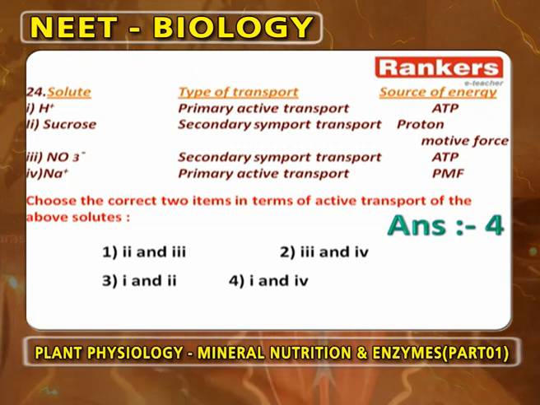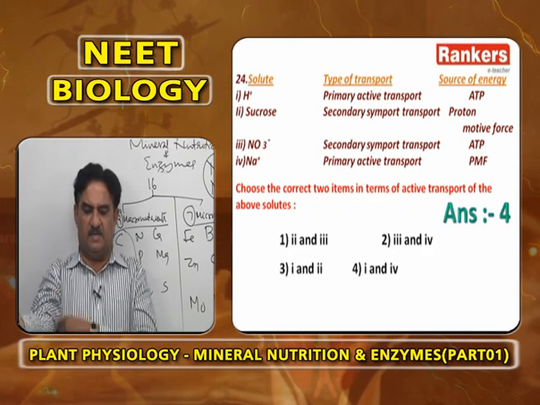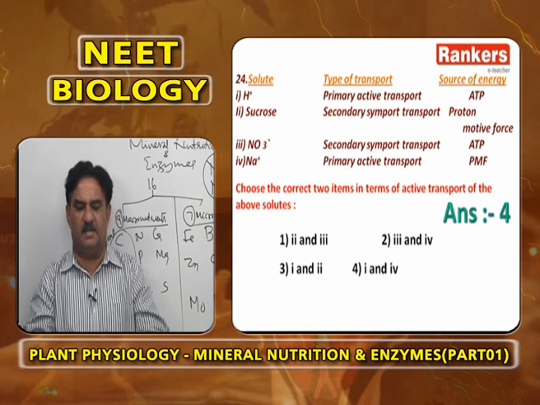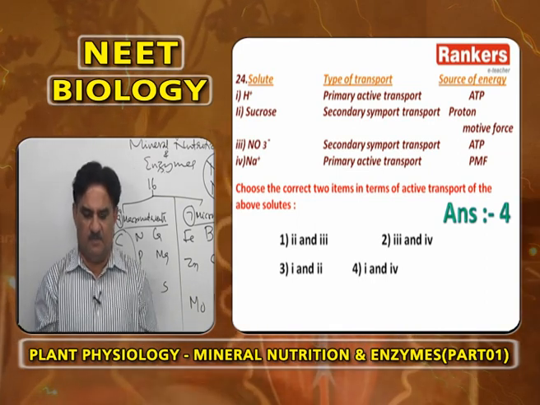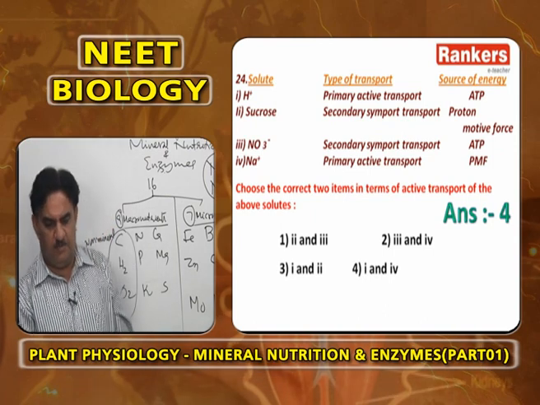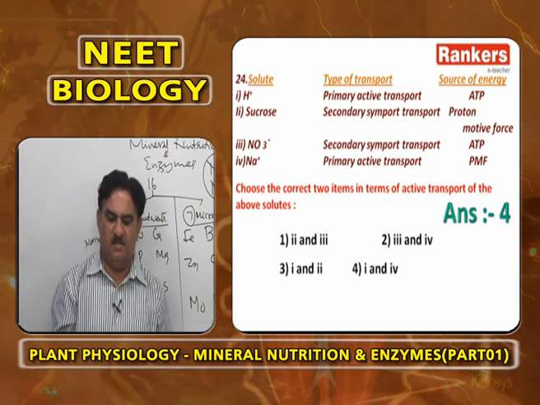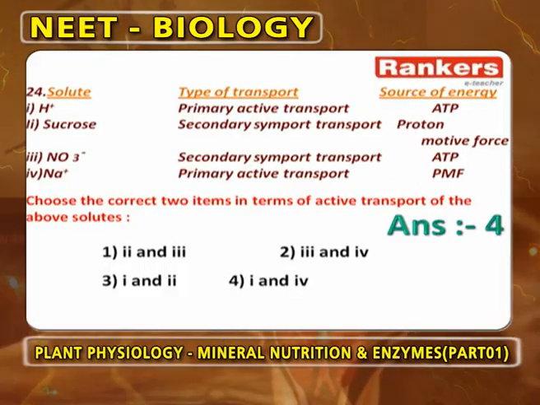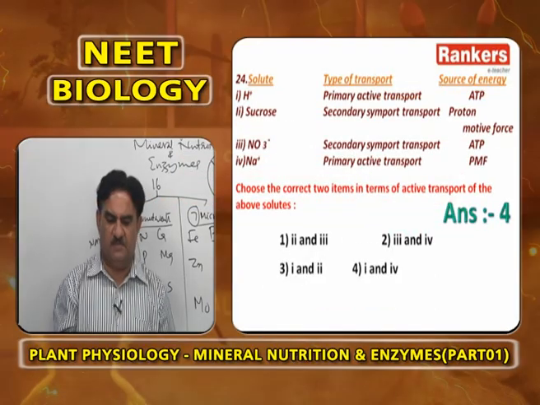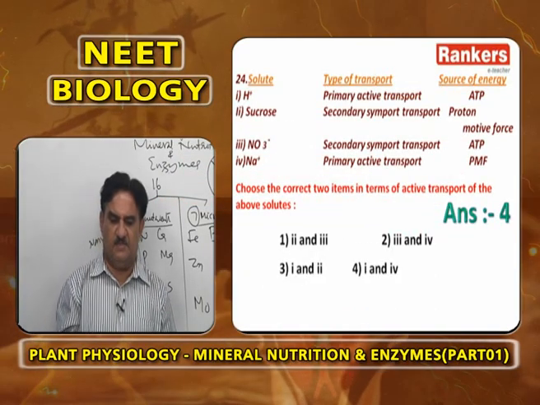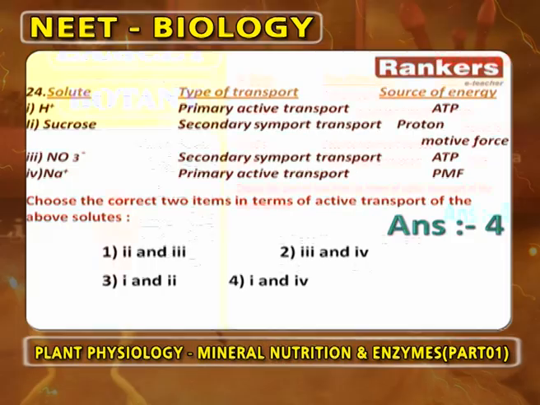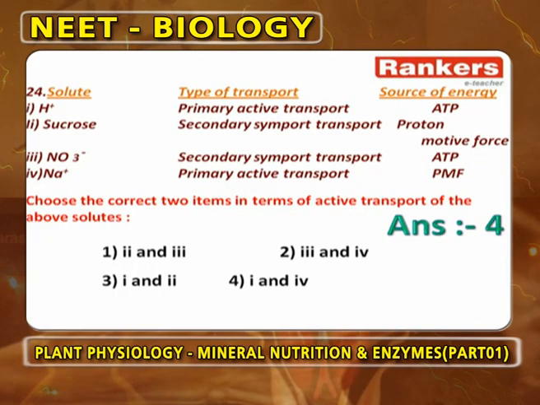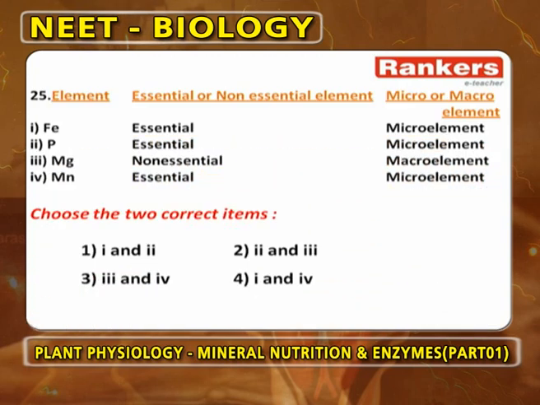Protons, primary active transport, ATP utilization is correct. Sucrose, secondary active transport, proton motive force. Secondary symport transport, proton motive force is correct. Nitrate, secondary symport transport, ATP. This is wrong. Sodium, primary active transport, proton motive force. Sodium is not primary active transport. So the answer for this is 1 and 2. Third option is the correct one. So the 24th is that one. Next.